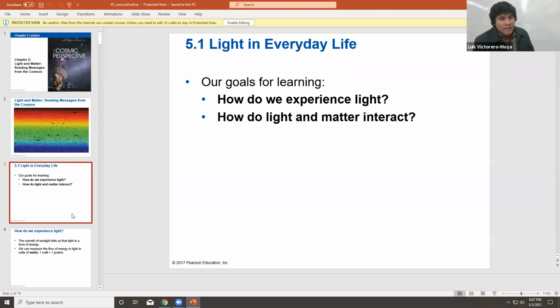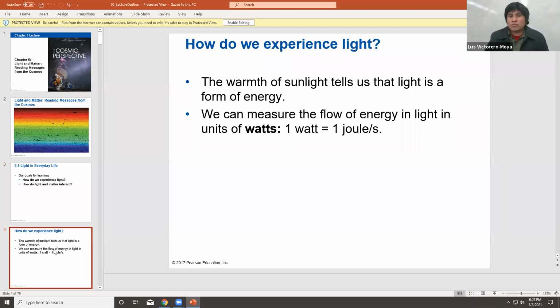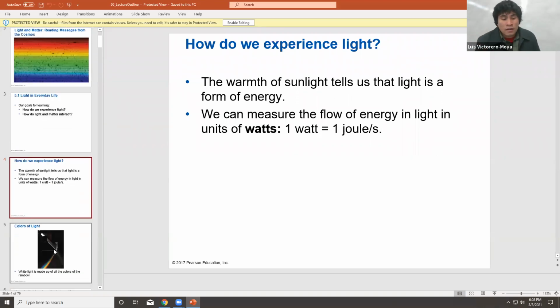So why do we call it wavelength? But that's something that we are also going to introduce today. So the warmth of the sunlight is telling you that light is a form of energy. That's correct. And we measure that energy in watts, which is 1 joule per second. Joule, as you remember, is the unit of energy, and second is the unit of time. So energy divided by time is power, which is watts. The other way we call it in astronomy or in astrophysics is luminosity. The power radiated by a star is also called the luminosity of the star.